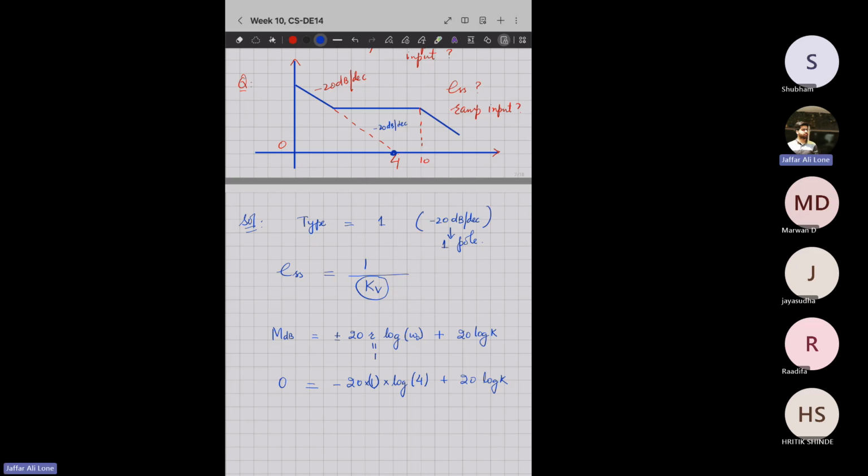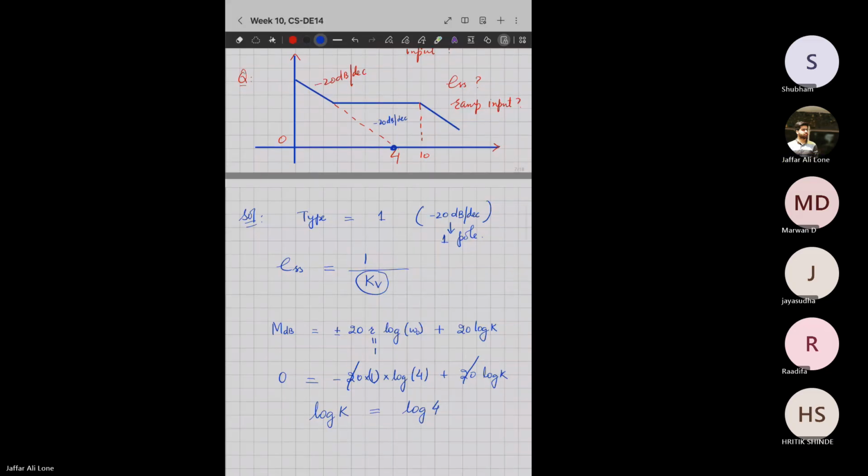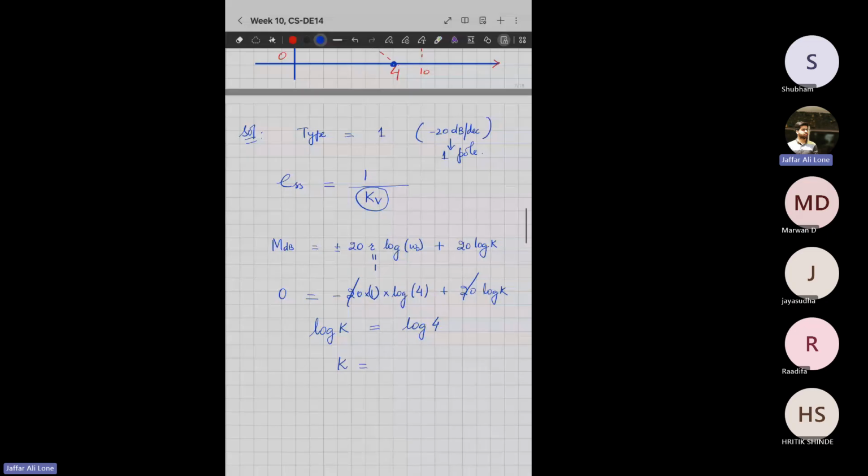Now let's solve it. This 20 and 20 will go. You will have log of K equal to log of 4. When you solve it, you will get K equal to 4. So your steady state error is equal to 1 by 4. I don't know where you were making the mistake, why 16 was coming and why 0.01. I hope you have understood the problem.